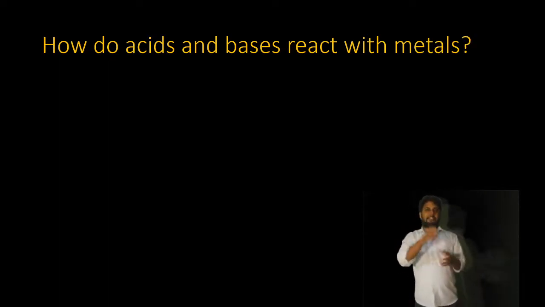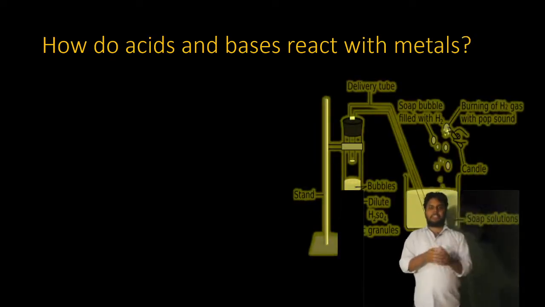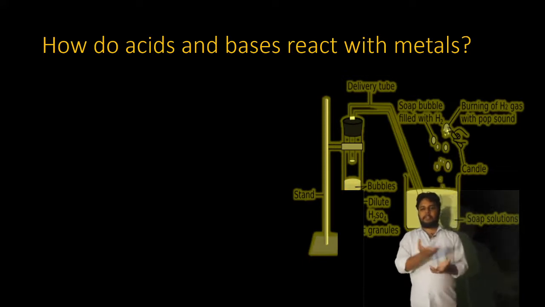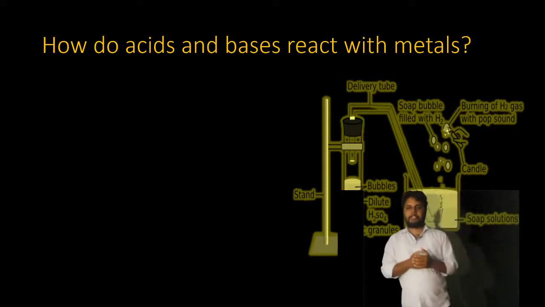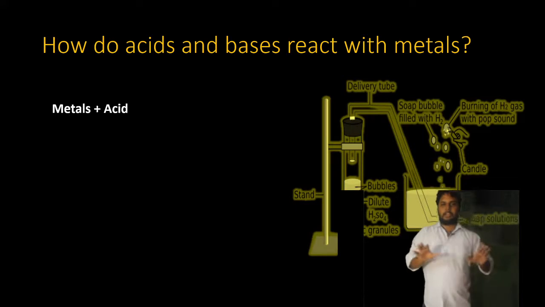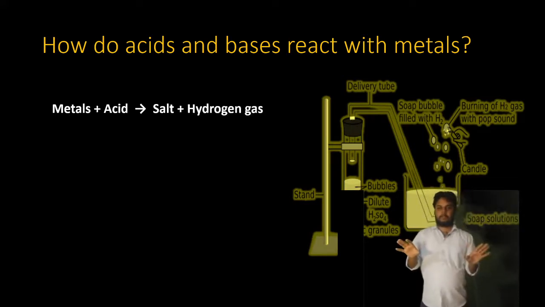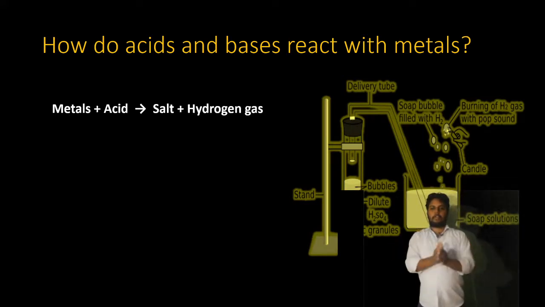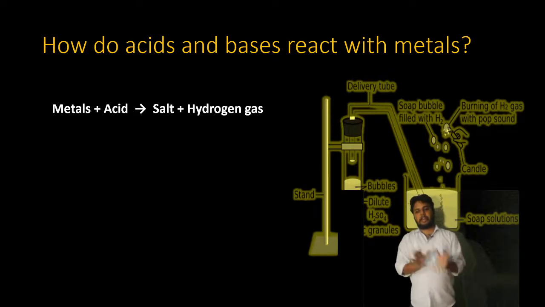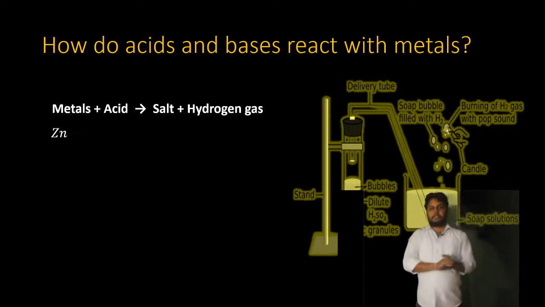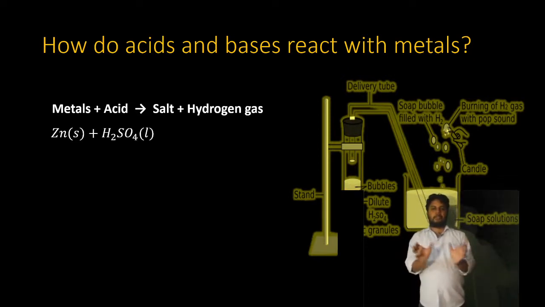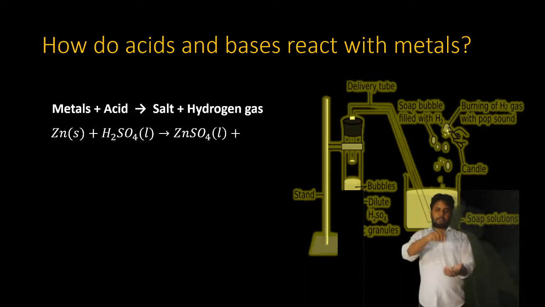When you take an acid and dissolve some metal in it, it gives salt plus hydrogen gas. Listen carefully once more. You took an acid solution and you are dissolving metal in it. It gives salt plus hydrogen gas. For example, you took zinc metal and some acid solution, H2SO4, and you are dissolving zinc in it.